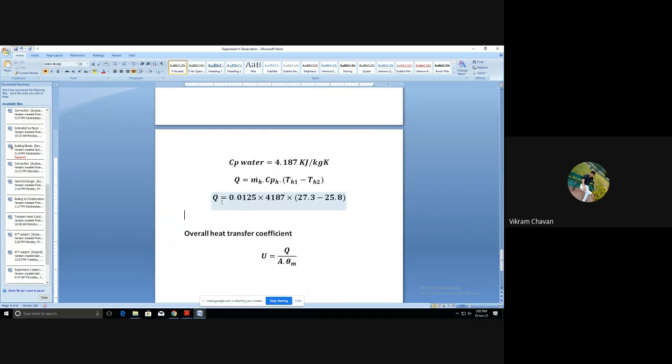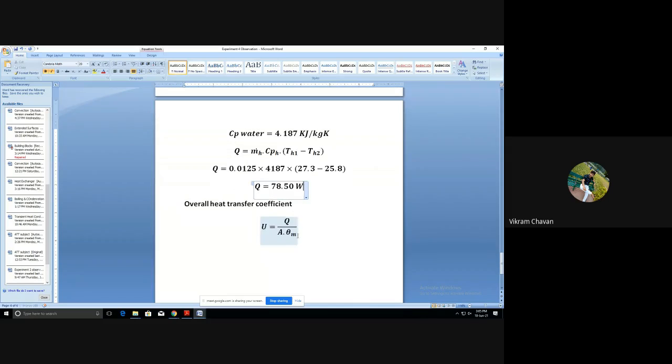Calculate. It comes to 78.50, that will be watt. This is Q for parallel flow. And now calculate the overall heat transfer coefficient.